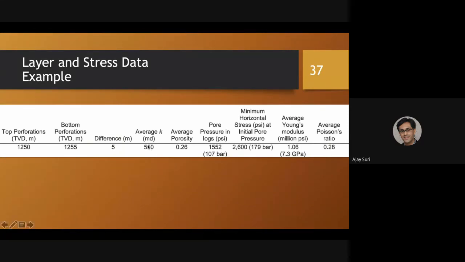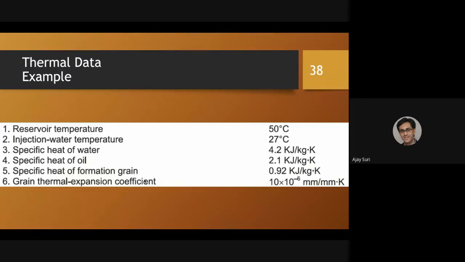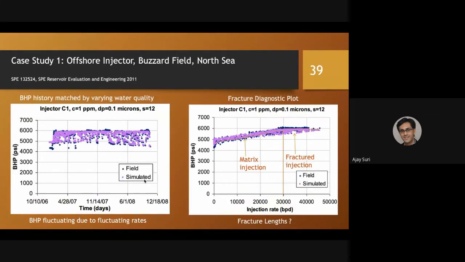Permeability here also is for the layer. We can have n number of layers, and each layer can have its own fracture growth and fraction of flow going into those layers. And finally, thermal data for the cool zone. So all this put together, I'll show you two case studies just so you get an idea. So this was a case study done on an offshore injector in the North Sea.